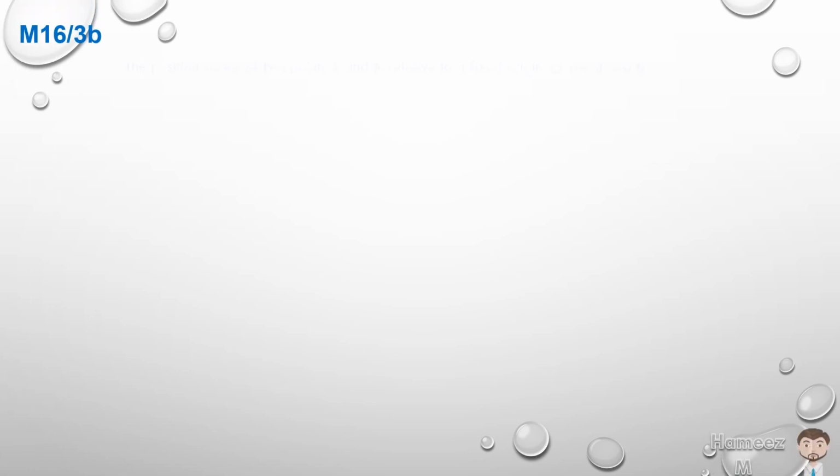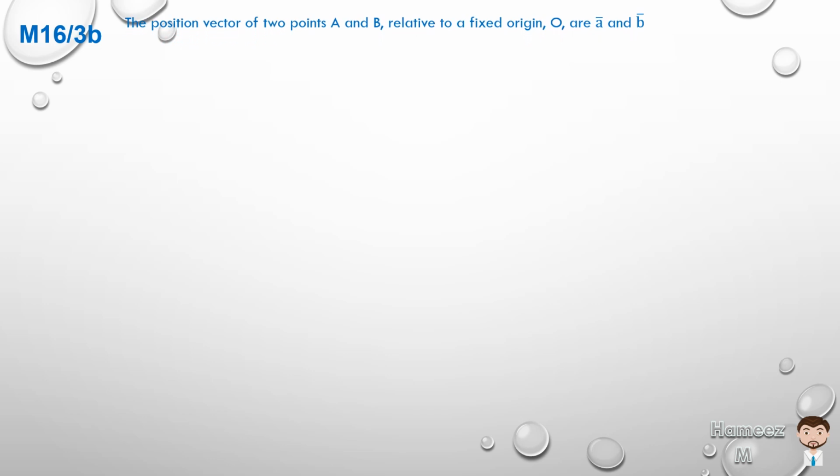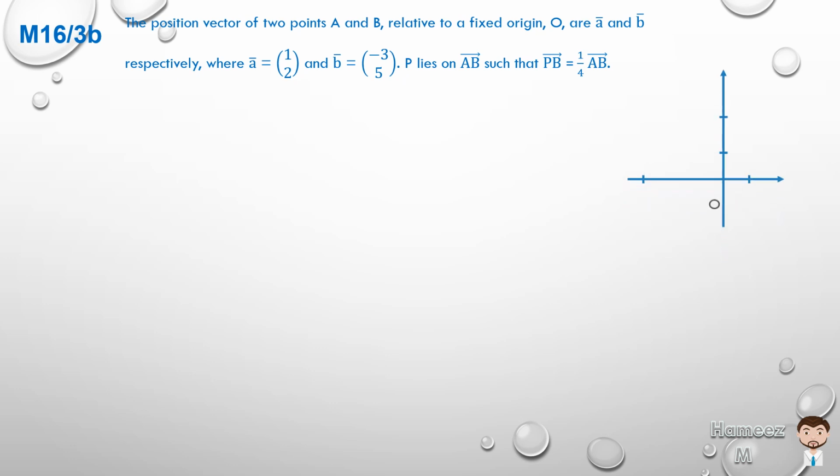May 2016, number 3b. The position vectors of two points A and B relative to a fixed origin O are a and b respectively, where a is equal to (1, 2) and b is equal to (-3, 5). So let's bring up a little sketch, putting O at the center, and if A is (1, 2), then let's bring up A at that point on the right, which will be in the first quadrant, and let's bring up B in the second quadrant. So we have two green lines indicating the vectors OA, or small a, and OB.